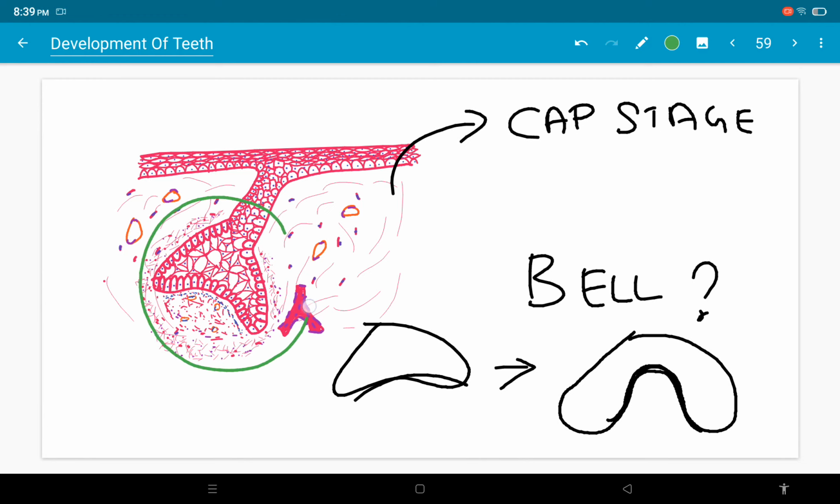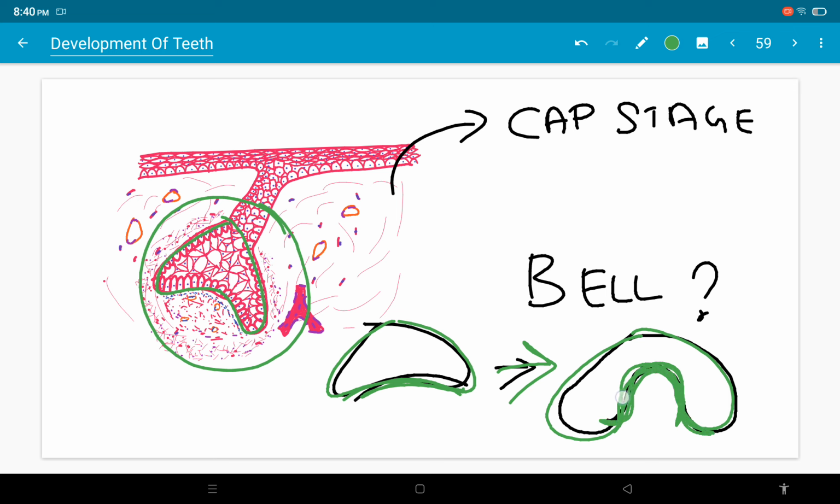This is the image of a cap stage you could see here. So this is what the enamel organ looks like. This is the cap. It evolves to this shape. So the enamel organ evolves to this shape, and this is where the bell is. I think so, because I'm also not sure of where the bell name comes from. So I think this is the reason. If it is wrong, please correct me in the comments.